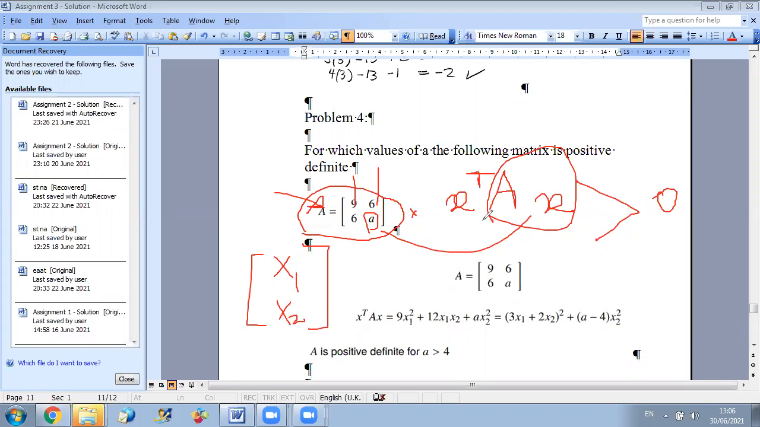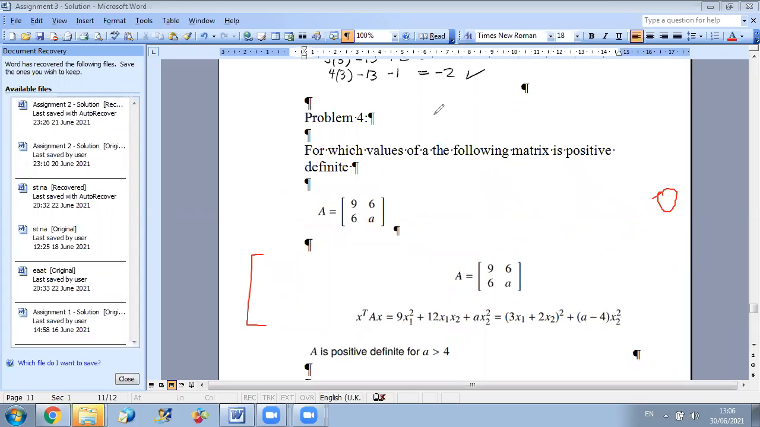So first, I can start by assessing A times x. And once I get the result, I do x transpose times the result. So let us do it together. So first I do A times x, so this is times x1, x2. Okay, equals to, so first 9 times x1 plus 6 times x2.